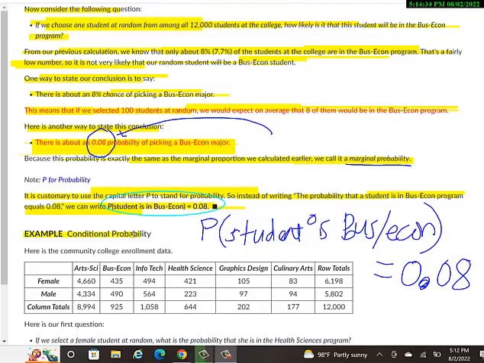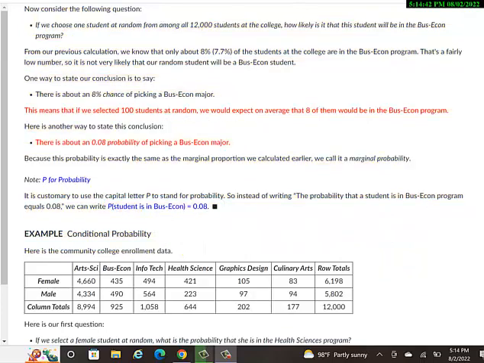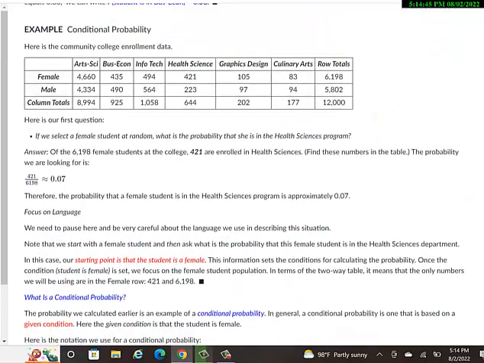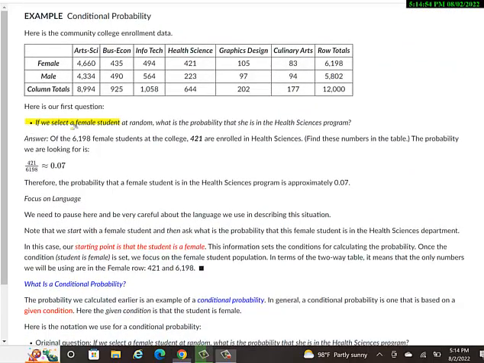So here's another example, conditional probability. Here is the community college enrollment data. So we have the table again, just because it was kind of high up there. We want to come back to it. If we select a female student at random, what is the probability that she is in the health sciences program? So that's a good question. It has to be a female student. In this case, that's what they're asking. So we're only going to focus on this first row, because these are the numbers we're making sure we're selecting a female student. So all the numbers in the second and third rows, we're just not even looking at those. We're only considering the female information.